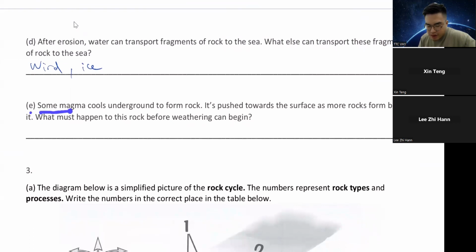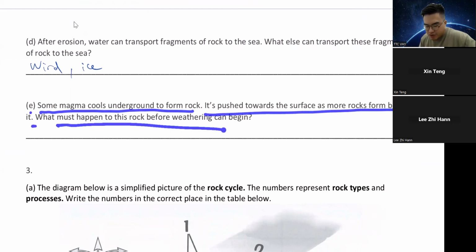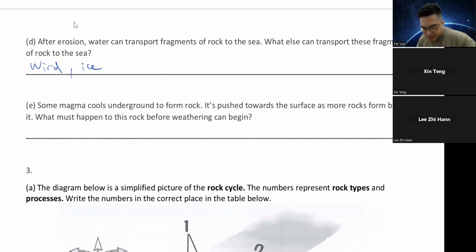So E, some magma cools underground to form rock. It is pushed towards the surface as more rock forms beneath it. What must happen to this rock before weathering can begin? Okay, so how do you begin weathering? They need to be at the surface. Okay, they are exposed to air. Once they're exposed to air, they have water, then weathering will start. It's a really slow process.